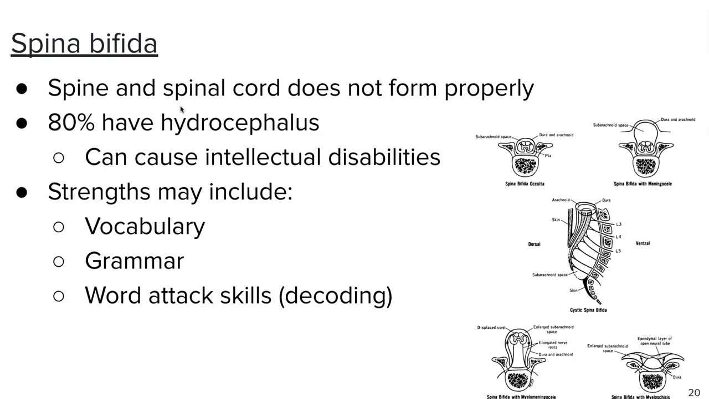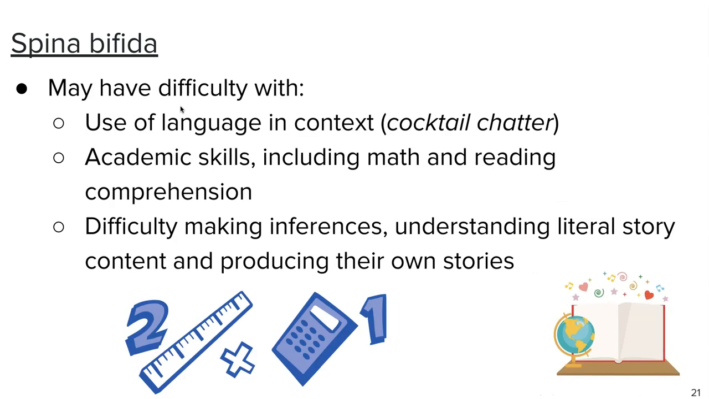Overall, these kids are going to have strengths in vocabulary, in grammar, and your book talks about word attack skills, which is really just another word for decoding, where they're able to read, right? They're able to read the words fairly well. However, they're going to have difficulty with use of language in context. Sometimes their speech has been referred to as cocktail chatter, where they're able to kind of talk on a pretty superficial level about things, but if they have to go any deeper, they're going to struggle.